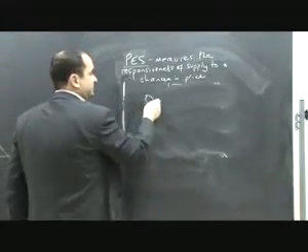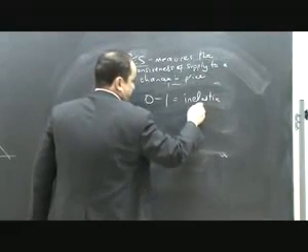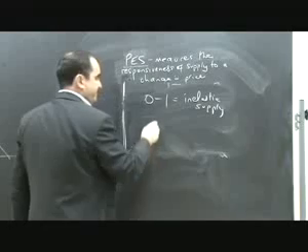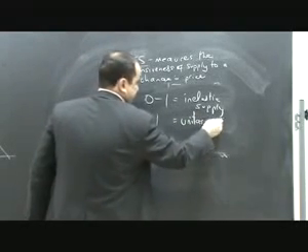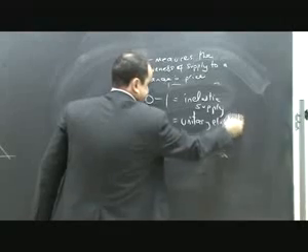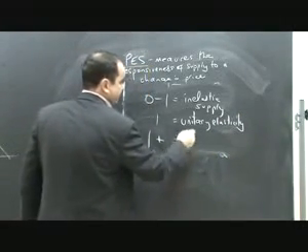If the value is between 0 and 1, we say there is inelastic supply. If the value is 1, we say unitary elasticity. And if it's over 1, if it's above 1, we say elastic supply.